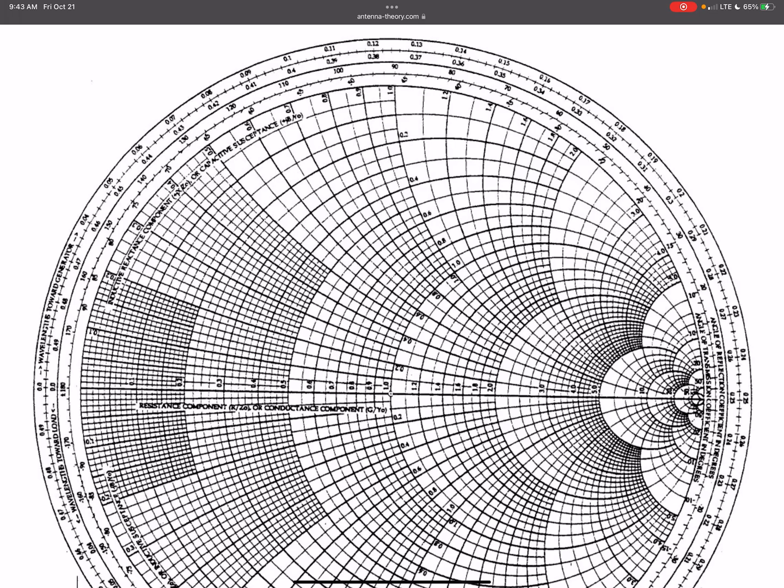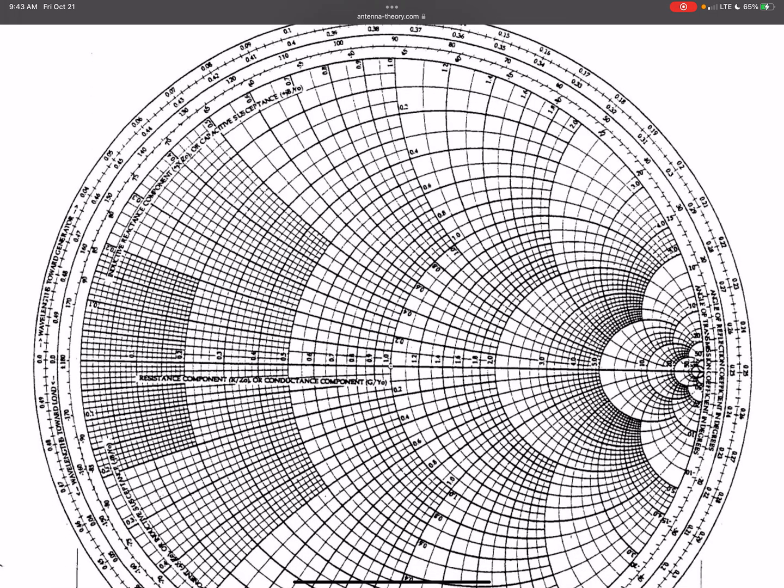So I have these circles that are changing, that are the real part of the impedance changing. And then I have circles where they look like arcs because the circle center is up here, down here, whatever. So they look like arcs, but they're circles of the imaginary part of impedance changing.